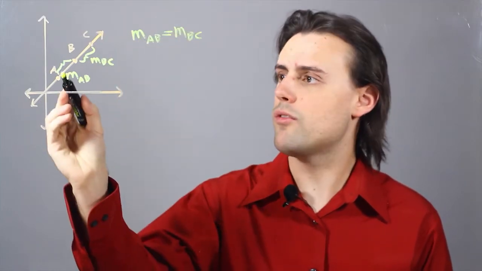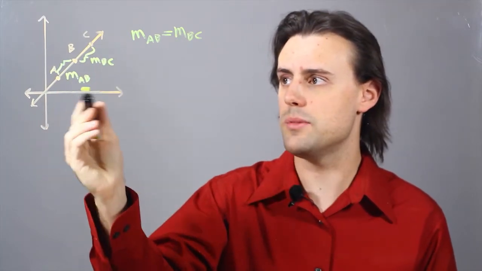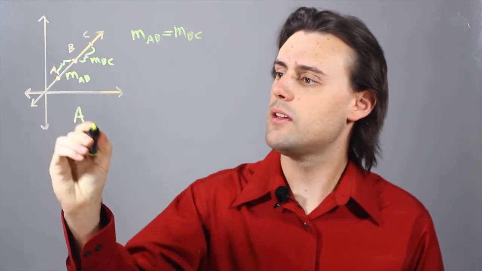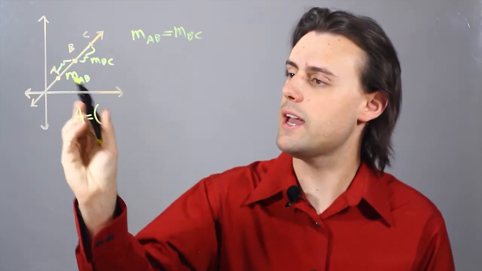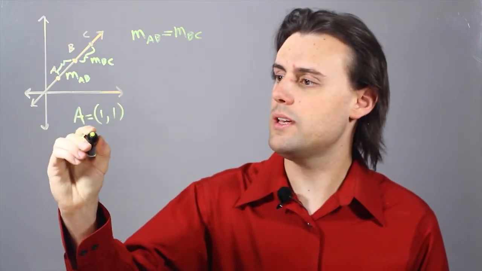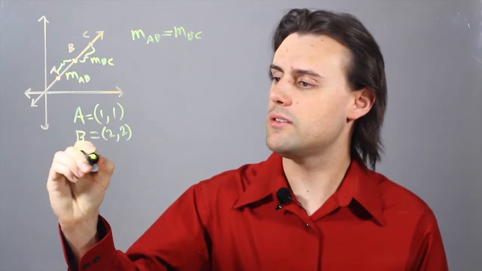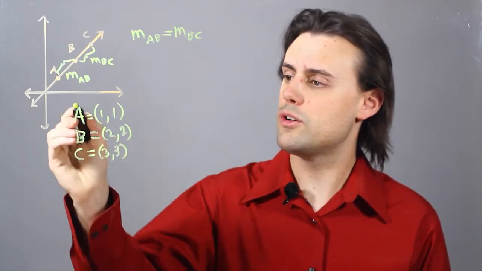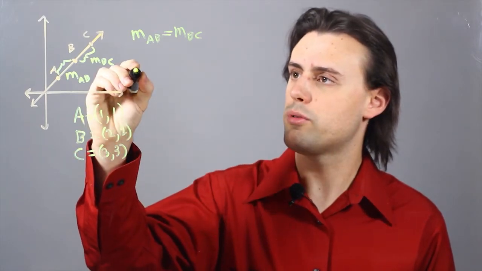So let's say that we have coordinates for the different points along this graph, because the graph, of course, had to be generated from a set of data points, or a function. In this case, we'll be using a set of data points where the coordinates for point A, for example, would be 1, 1. For point B, it would be 2, 2. And for point C, we're going to have 3, 3. So you could probably guess that the slopes are going to be equal, but we're going to prove this.